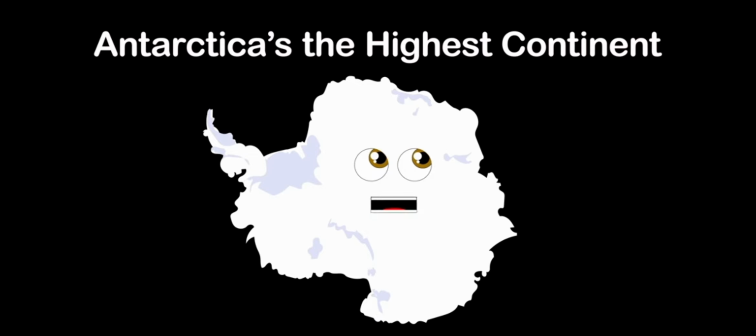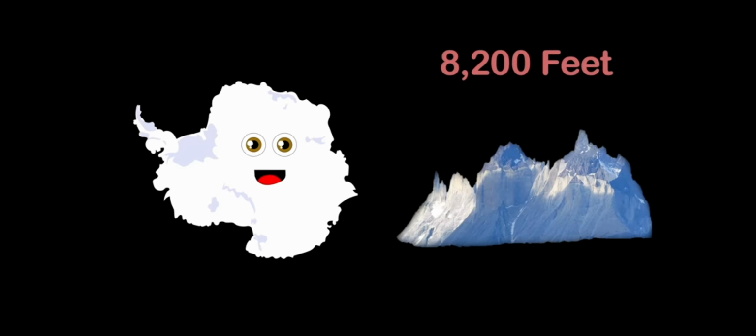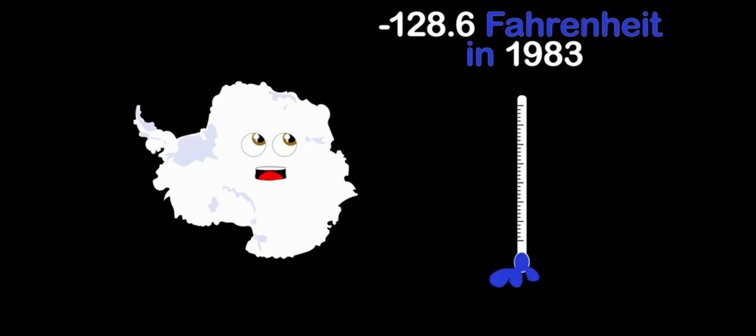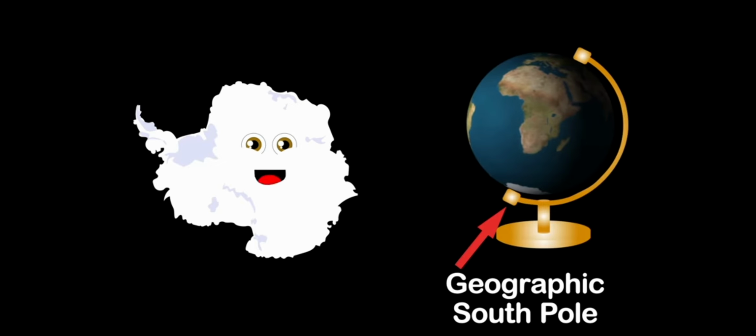Antarctica is the highest continent on our Earth. The average elevation is 8,200 feet for what it's worth. The lowest temperature on Earth was recorded in May, negative 128.6 Fahrenheit in 1983.